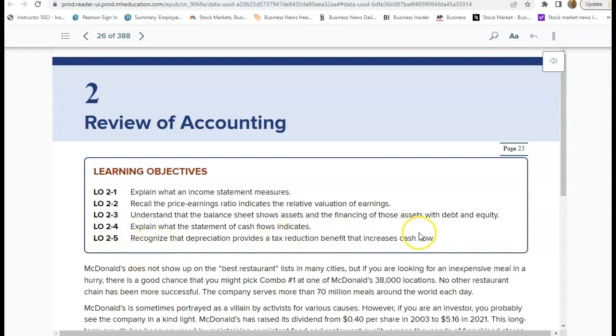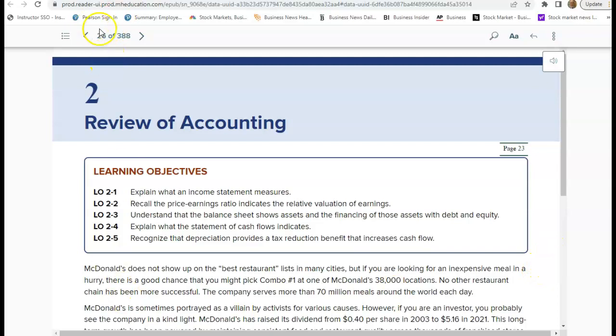And now we're going to recognize that depreciation provides a tax deduction, and it also increases cash flow. We'll see how that works, but there's too much of a good thing here, by the way. You don't want to do that too much, but you want to take full advantage of what you can. Okay, so walk away with those basic understandings, those learning objectives, and I think you're in pretty good shape.